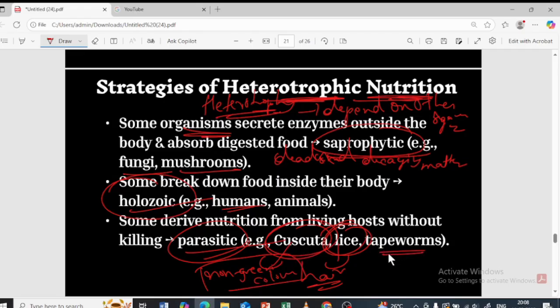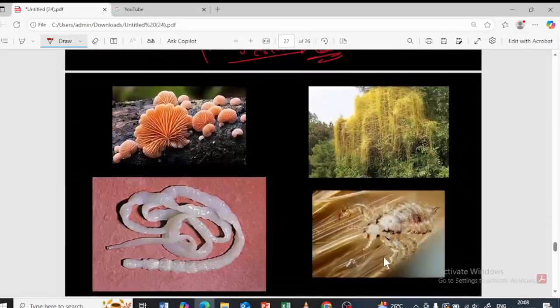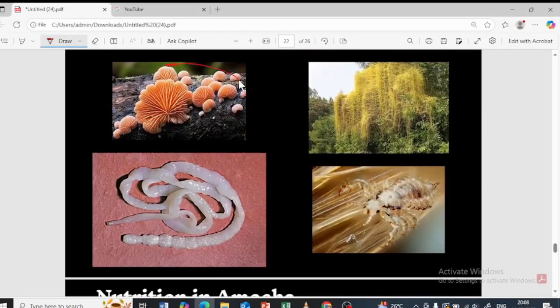Tapeworm as well, the tapeworm which is present inside the body of human beings, will absorb the nutrients from the intestine. So that is basically what tapeworms do. Okay, so these are about the heterotrophic nutrition. So I told you this is an example for saprophytic, and this is an example for parasitic.